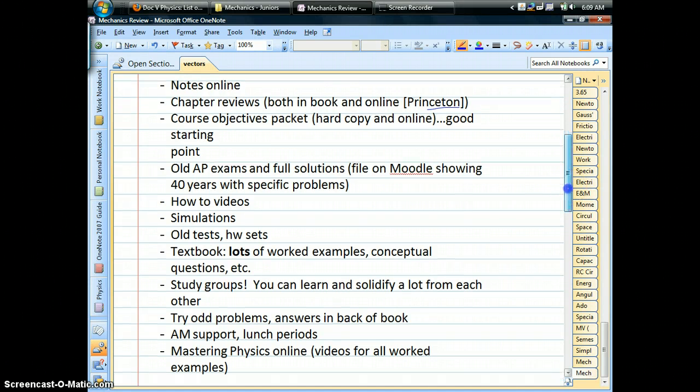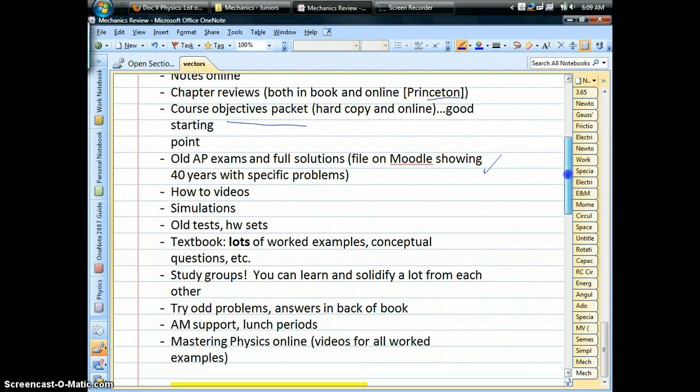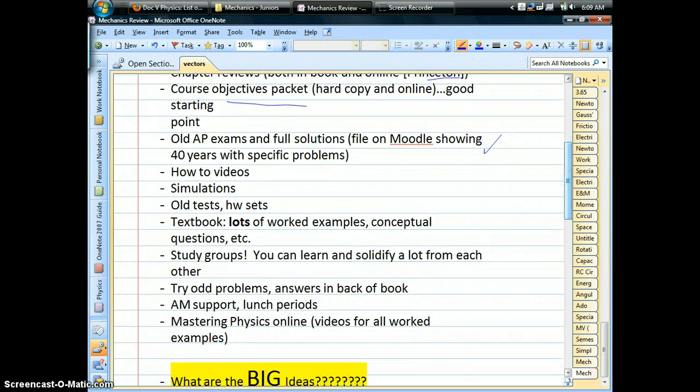A very good starting point when you start reviewing and studying for finals is that course objectives packet. There's electronic copies on the website, on Moodle, and you have the hard copies from early in the year. Those basically go point by point of everything you need to know for the different topics that we've covered. Of course, a wonderful resource are all the old APs, both multiple choice and free response, and all the solutions on Moodle.